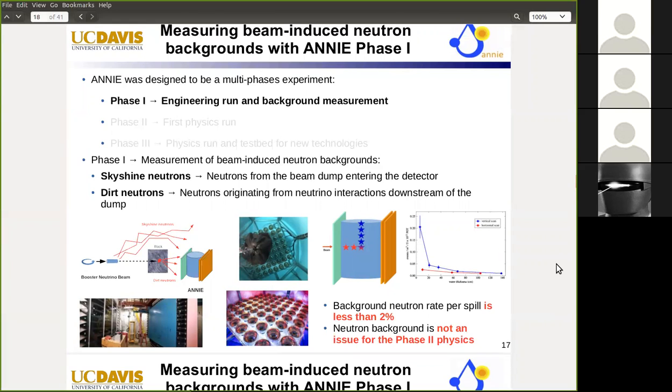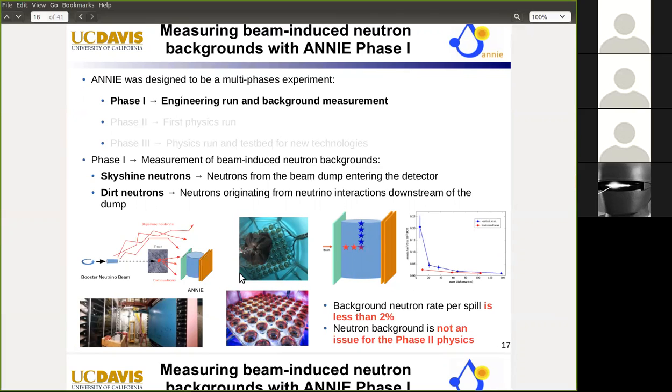beam-induced neutron background. The first one are the skyshine neutrons, so neutrons created in your beam dump and in your beam horn that would be scattered in the atmosphere and then rain down on the detector, so mostly coming from the top of the detector. And the second one are dirt neutrons, that are actually neutrons originating from neutron interaction in the rock. So surrounding your detector, you have this huge amount of rock. Neutron interaction would happen in them, create neutrons, and you would see those neutrons, but not the actual interaction.